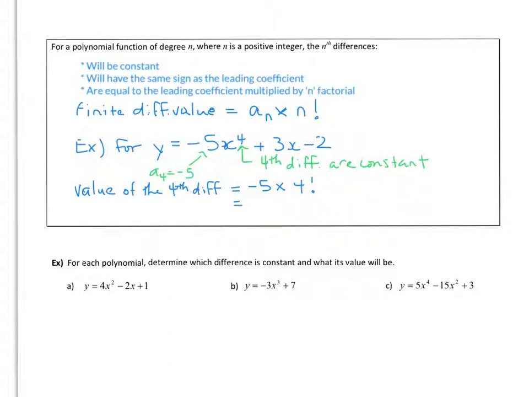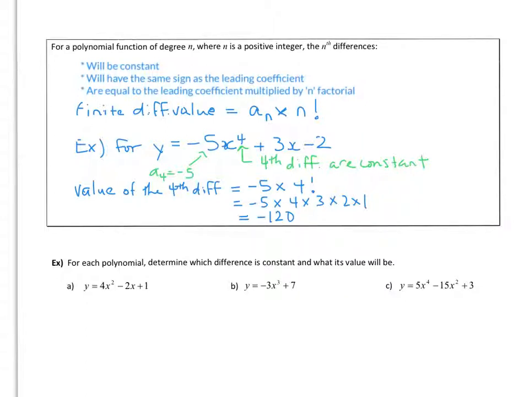Okay, and if you don't have your factorial button or can't find it, this is always a way you can figure it out. It's just 4 times 3 times 2 times 1, and then that will equal negative 120. So I know if I calculated my table of values, did the first differences, second differences, third differences, the fourth differences will all be the same, and the value will be equivalent to the leading coefficient, which is negative 5, times the degree factorial, times 4 factorial. So that fourth constant difference will be negative 120.